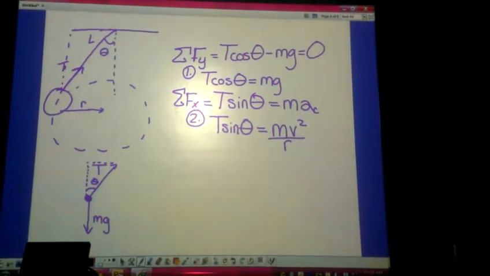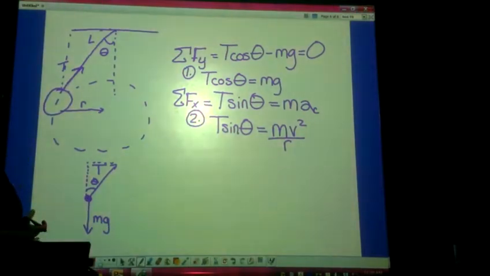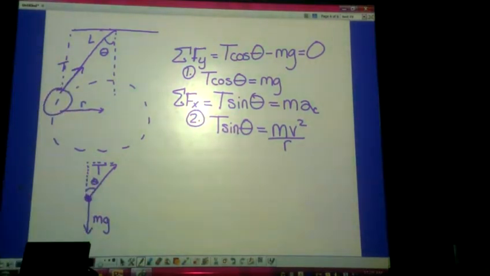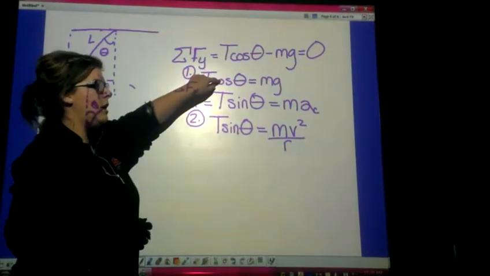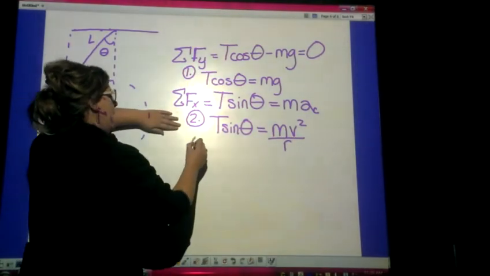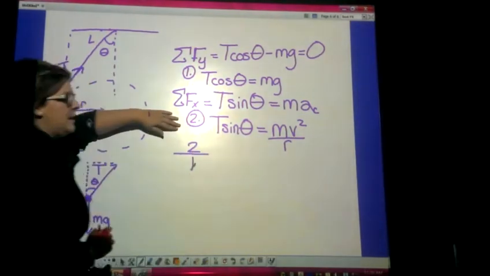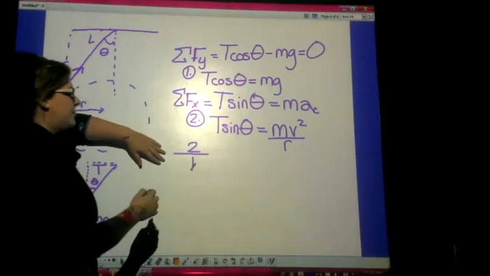I want to utilize these two equations in such a way that I can cancel out as much as possible to just be left with v. Okay, that's my goal. So to do that, I'm going to divide one by the other, because I want to eliminate as much as possible and simplify this down as much as I can. So if I did sine theta over cosine theta, that'd be tan theta. So right now, I want to take equation 2 and divide it by equation 1. And let's see what happens if we do that.